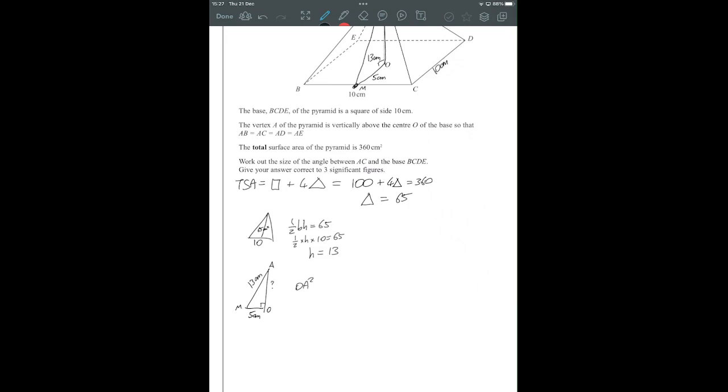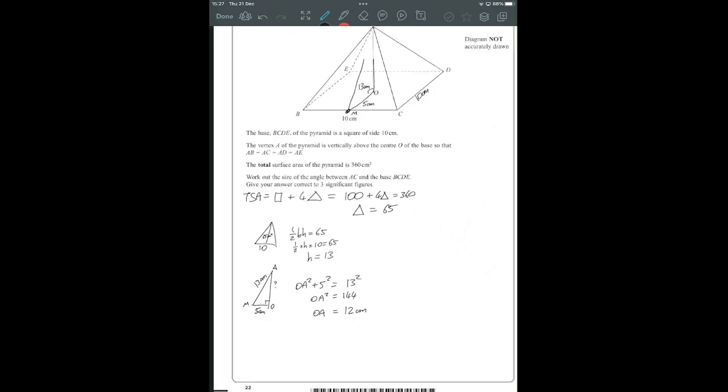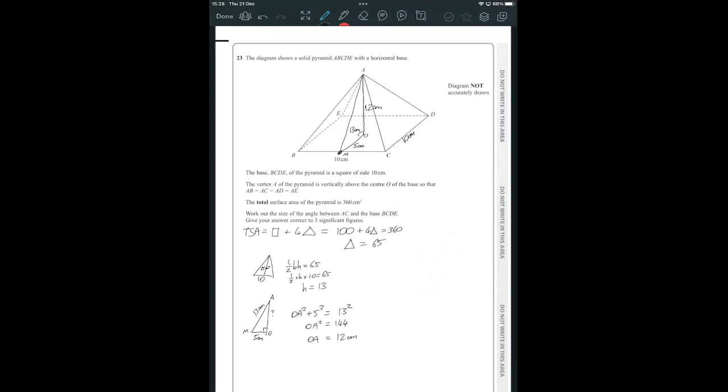So AO squared plus 5 squared equals 13 squared. 13 squared minus 5 squared. So AO is 12 centimeters. And if you have done a lot of practice, you might recognize the 5, 12, 13 as a Pythagorean triangle. Quite a common one that they do like to use. Okay, so I've got AO. Well, now if we remember way back to the start, we wanted AO so that I could use the triangle AOC.